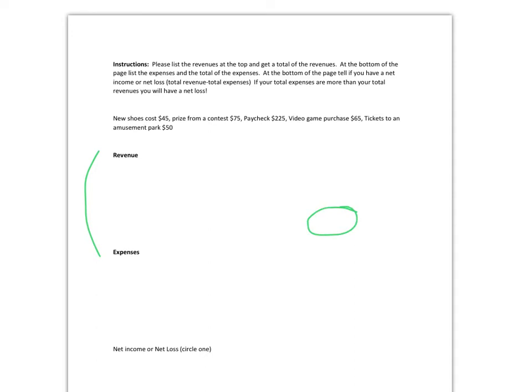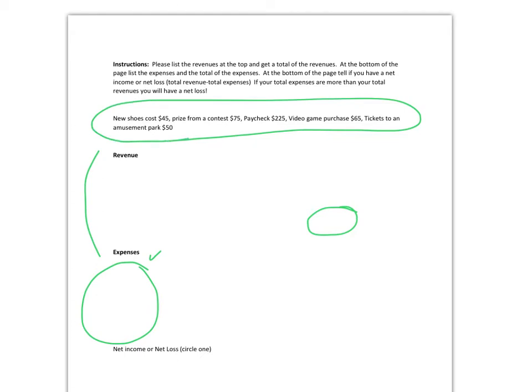And then underneath that, you'll notice right here is expenses. This is where you're going to list all your expenses. You have to sort through this area right here. You have to start determining, is it a revenue or an expense? You're going to get a total for your expenses right here.